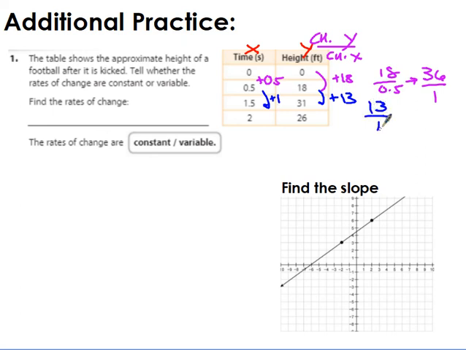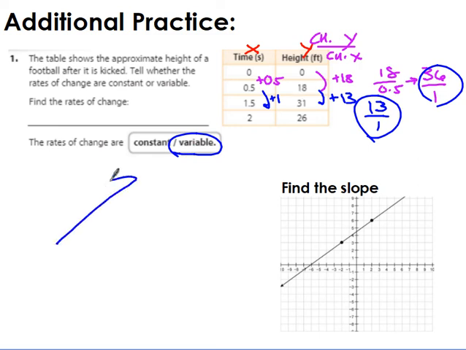So 13 over 1, two different rates of change, so it's not constant, which means it is variable. So that means this graph, if I were to actually plot these points on a graph, is not going to give me a straight line, because a straight line has a constant rate of change. So that won't work. Instead, it's probably going to be some type of curve.